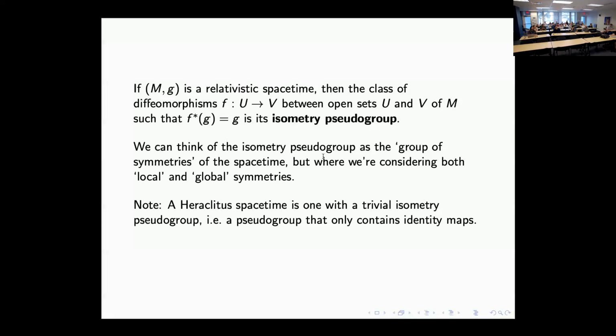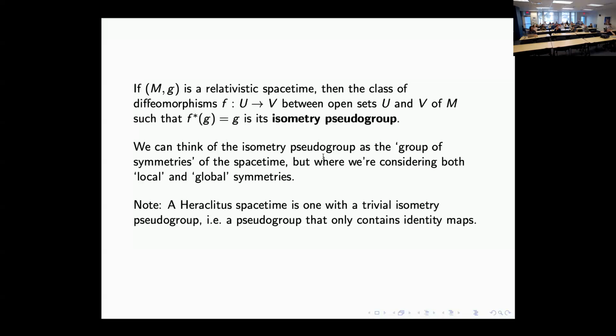Important note, we'll come back to this in a bit: Heraclitus spacetime in JB's terms is one with a trivial isometry pseudogroup. In other words, its pseudogroup only contains identity maps. This is slightly different from the definition that JB gave, but it is equivalent to it. In essence, what we're saying here is a Heraclitus spacetime has an isometry pseudogroup that is as small as one can get. It only contains identity maps, okay?